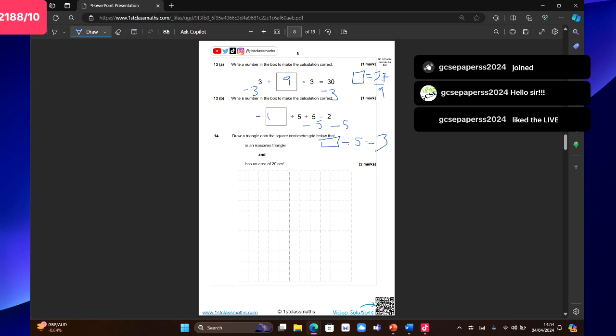So that number is going to be minus 3 times 5, which is minus 15. And we can check it using BIDMAS or BODMAS. I do this part first. This divided by 5 here is going to be minus 3, and then add 5 makes 2. So that's my answer for that question.